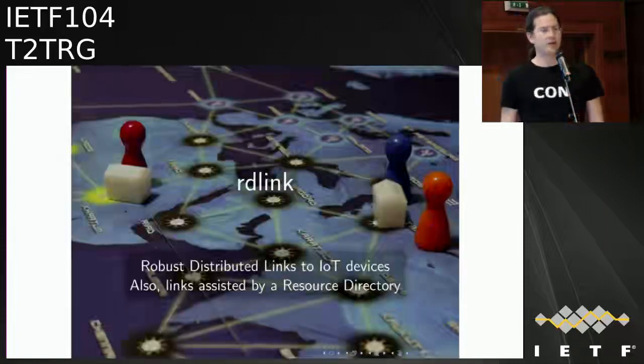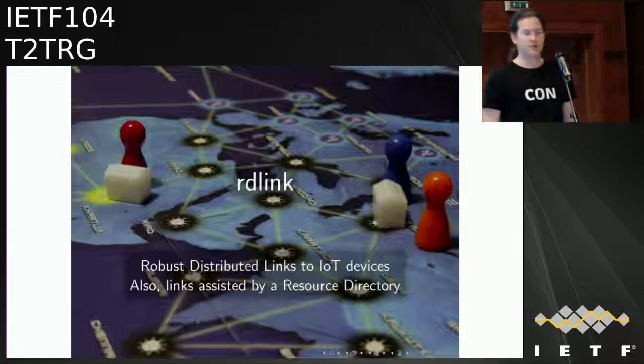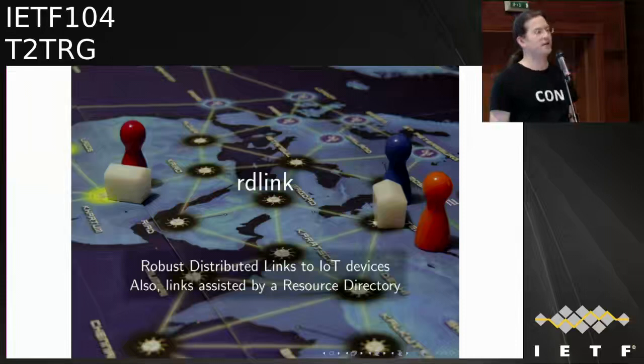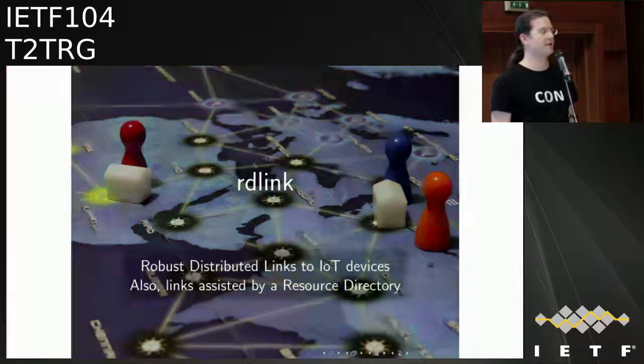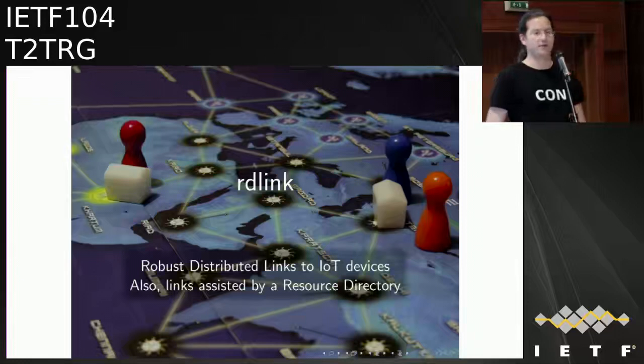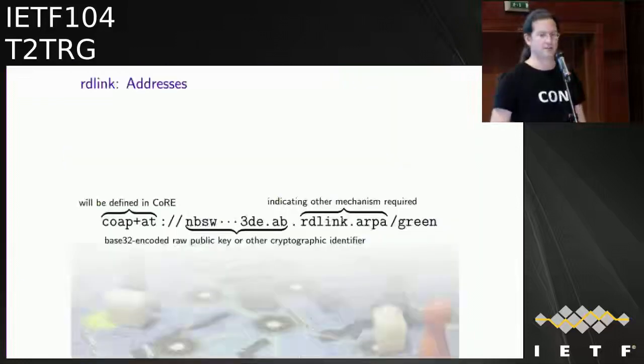Turns out we can do that. So RDLink is a proposal that I have about an additional way of addressing devices, that in parts builds on resource directories conceptually, but is largely a distributed and decentralized system. So how could those URIs look?